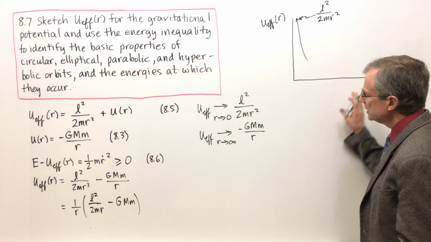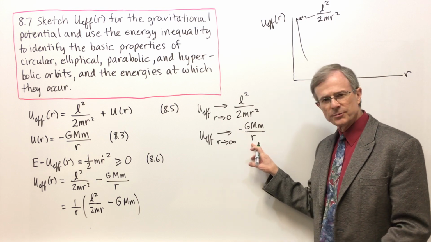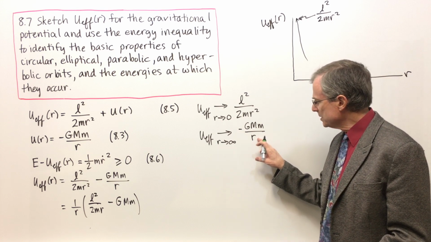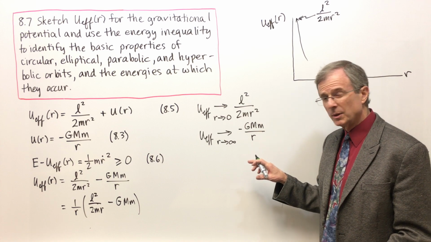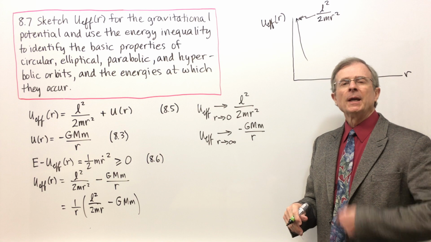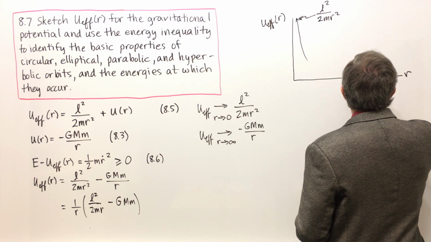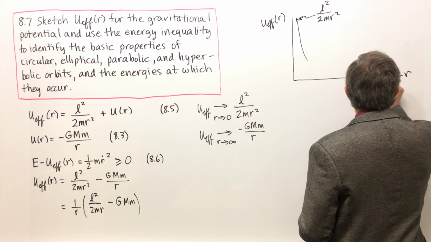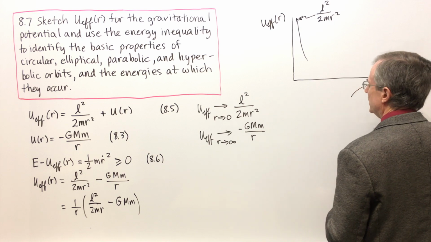Well, what does that look like on this plot? First of all, it's negative. Second of all, as r goes to infinity, this denominator is going to infinity, and 1 over infinity goes to 0. So it's going to be negative, and it approaches 0 as r goes to infinity. So it's going to look something like this as r goes to infinity.